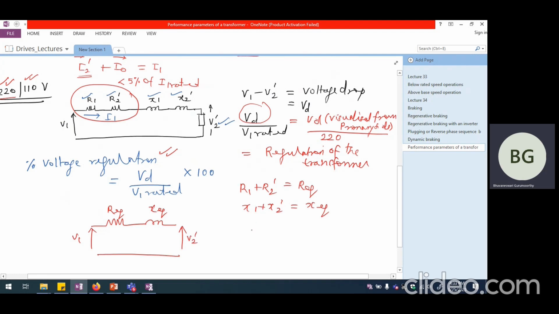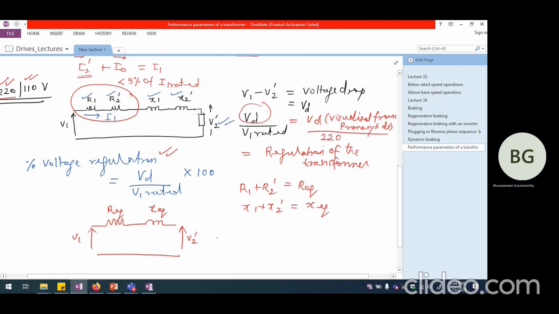R equivalent consists of both the primary and secondary winding resistances, but they are translated onto the primary side. X equivalent consists of the leakage reactances of both the primary and secondary winding, but they are all translated into the primary side. So from here, let us now try to draw the phasor diagram so that we would be able to calculate the regulation properly.